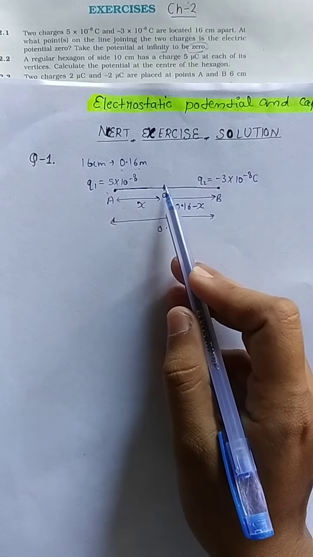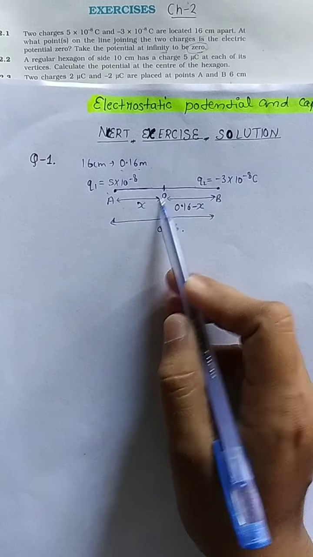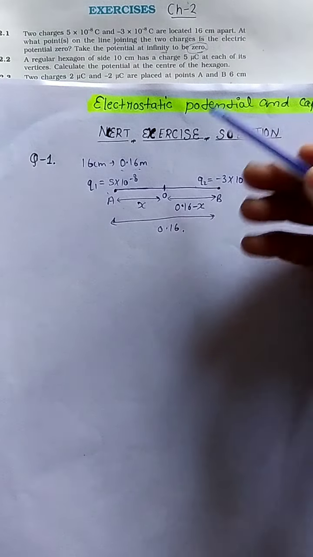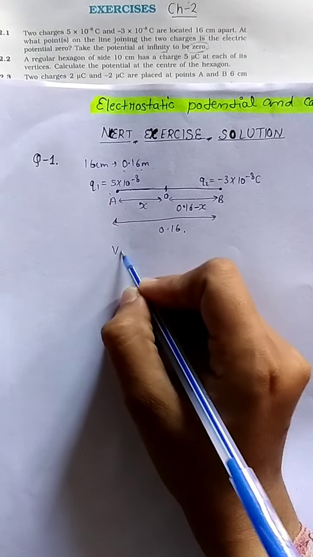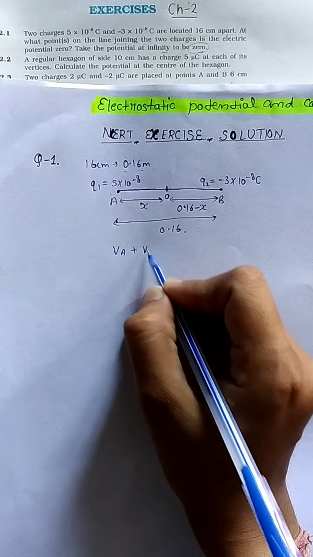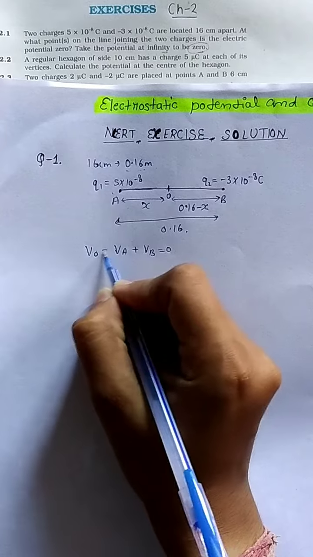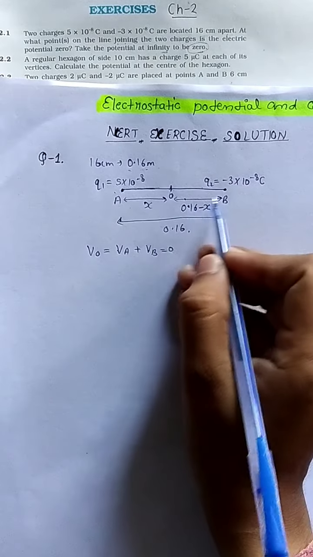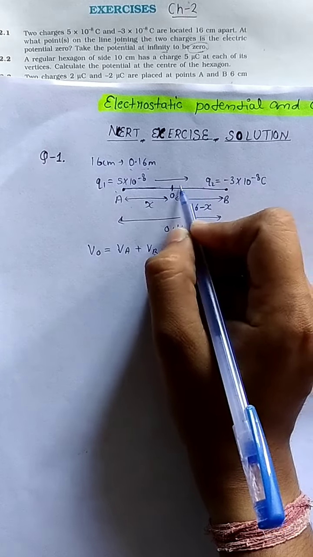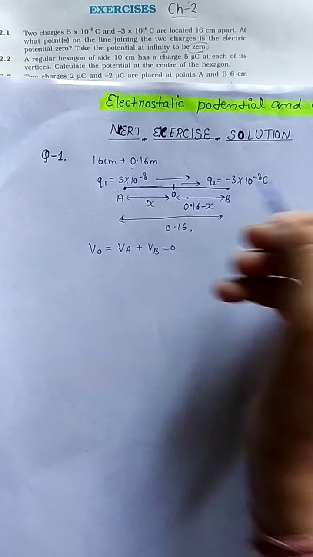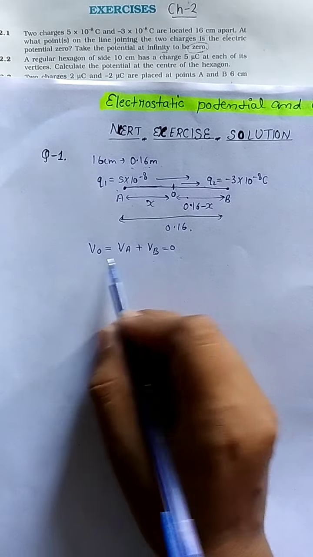Suppose O is the point at which the electric potential is 0. Then the distance of O from A is x and the distance of OB is 0.16 minus x. As given in the question, the potential at O is 0. V0 is equal to VA plus VB, because the direction of the potential is from positive to negative and this will also be towards the negative. Then the sum of both the potentials is equal to 0 at O.